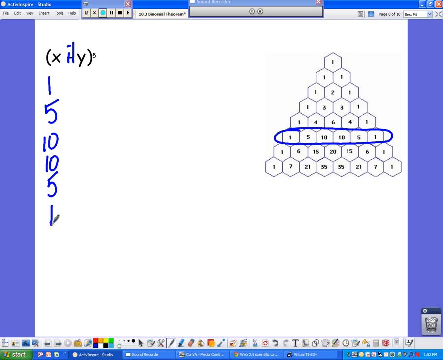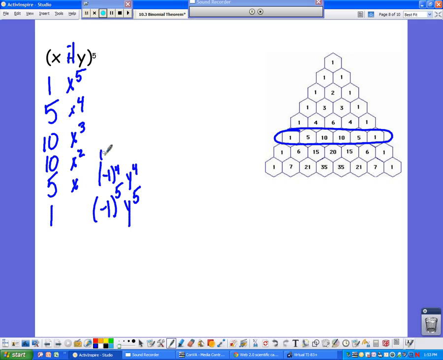Okay. And then the next process is exactly the same. So start with x to the fifth. So we're going to do x to the fifth, x to the fourth, x to the third, x squared, x, and no x. And then when you're looking at the next one, just like we did the last example, you've got to do negative 1 to the fifth power, y to the fifth power. Negative 1 to the fourth power, y to the fourth power. Negative 1 to the third power, y to the third power. Negative 1 to the second power, y to the second power.